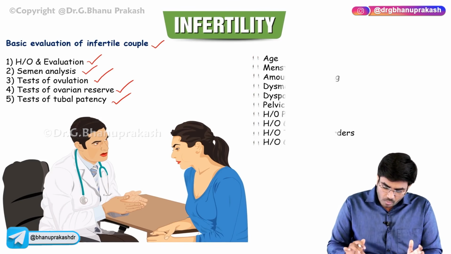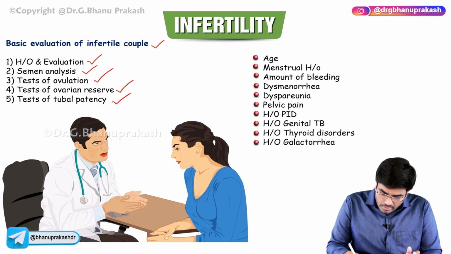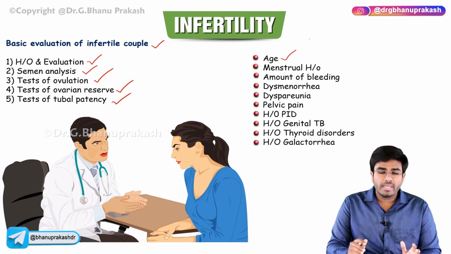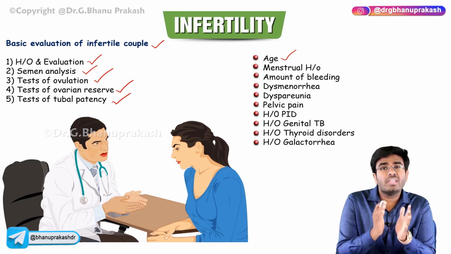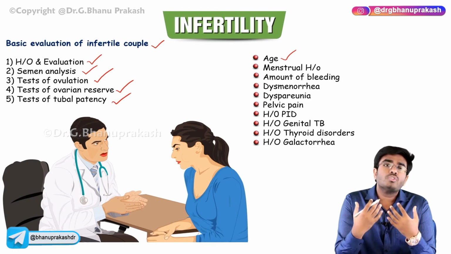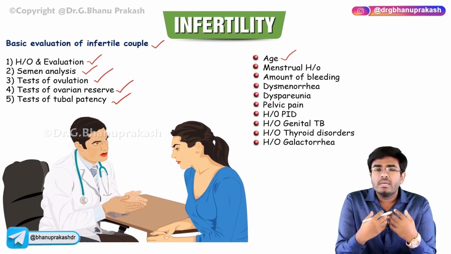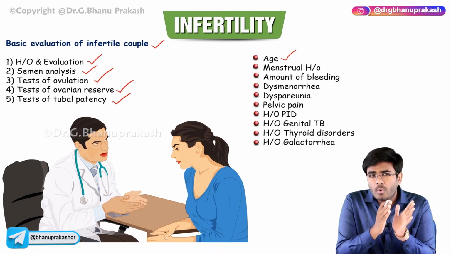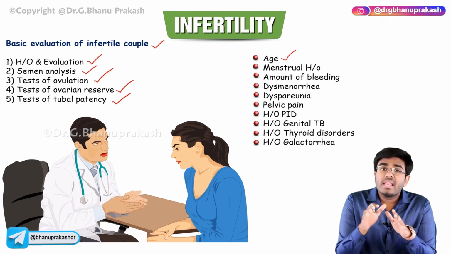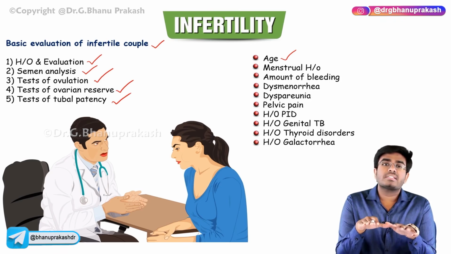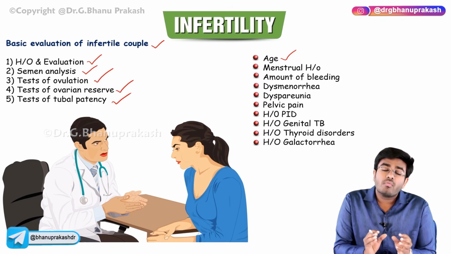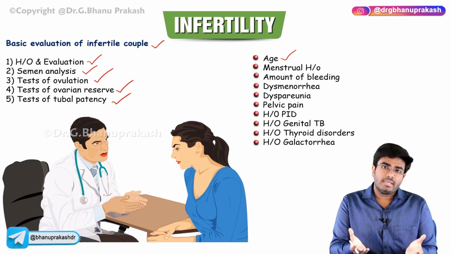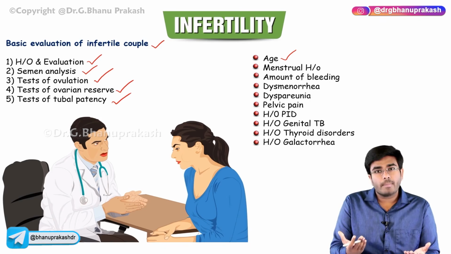Now in the history, what exactly are we going to ask? We are going to ask the age of the female. Why? Because if she is getting near her 40s, if she is a 40-year-old or a 37-year-old, we should be concerned about her ovarian reserve. The more the age of the female, the less likely the chances that she will get pregnant. We all know, the more the age, the fewer follicles there will be. She might be entering into premature menopause.